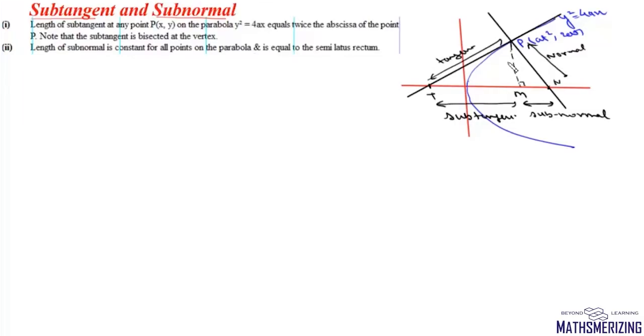Now, if this length is y and this angle is theta, then in this right angle triangle, we can write TM as y upon tan theta, and tan theta is nothing but the slope of the tangent. So the length of subtangent, we can write as y upon dy by dx at any point P. So this is the length of subtangent.